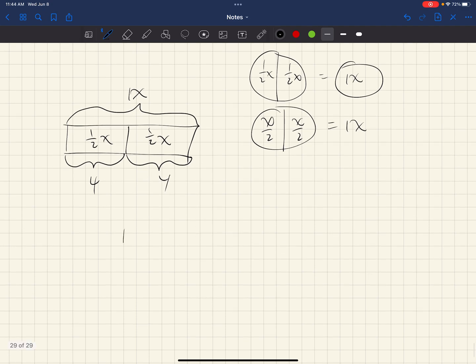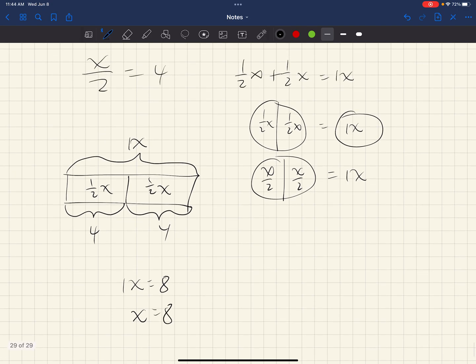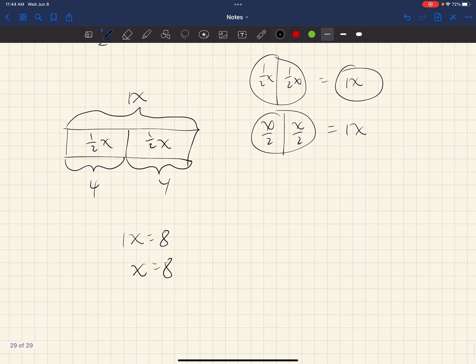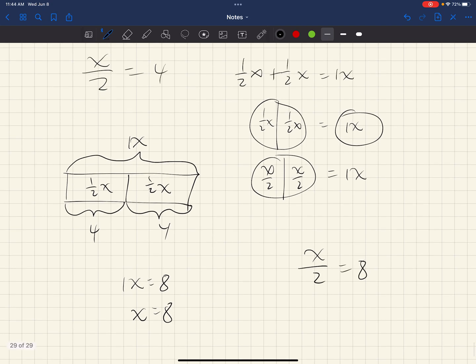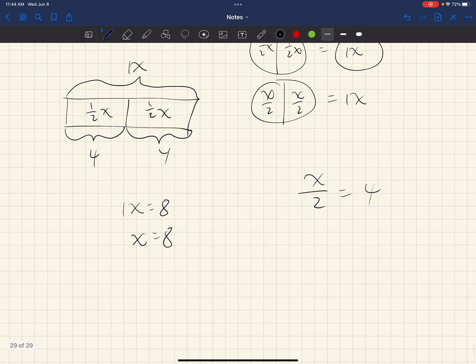So 1x is equal to 8, which is the same thing as x is equal to 8. Now, how do I do it algebraically? It's very simple. X over 2 is equal to 4. What is the opposite of division? The opposite of division is multiplication. So I'm going to multiply by 2, and this cancels out. X is equal to 8. And that makes sense, right?